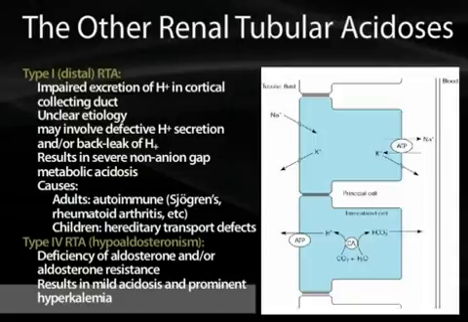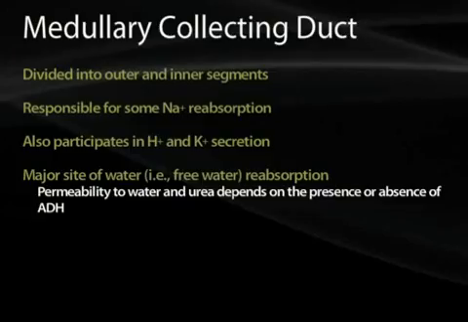Type 4 RTAs are often also referred to as the hyperkalemic RTA because this is the only RTA that manifests with hyperkalemia. Both the distal as well as the proximal RTA, type 1 and type 2, usually manifest with low serum potassium concentrations. This distinction is important to remember for the USMLE Step 1 exam.